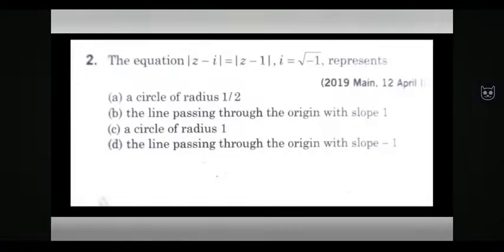The next question, the equation mod (z minus i) is equal to mod (z minus 1). Here i is equal to root minus 1, represents. Check the options. Next question.